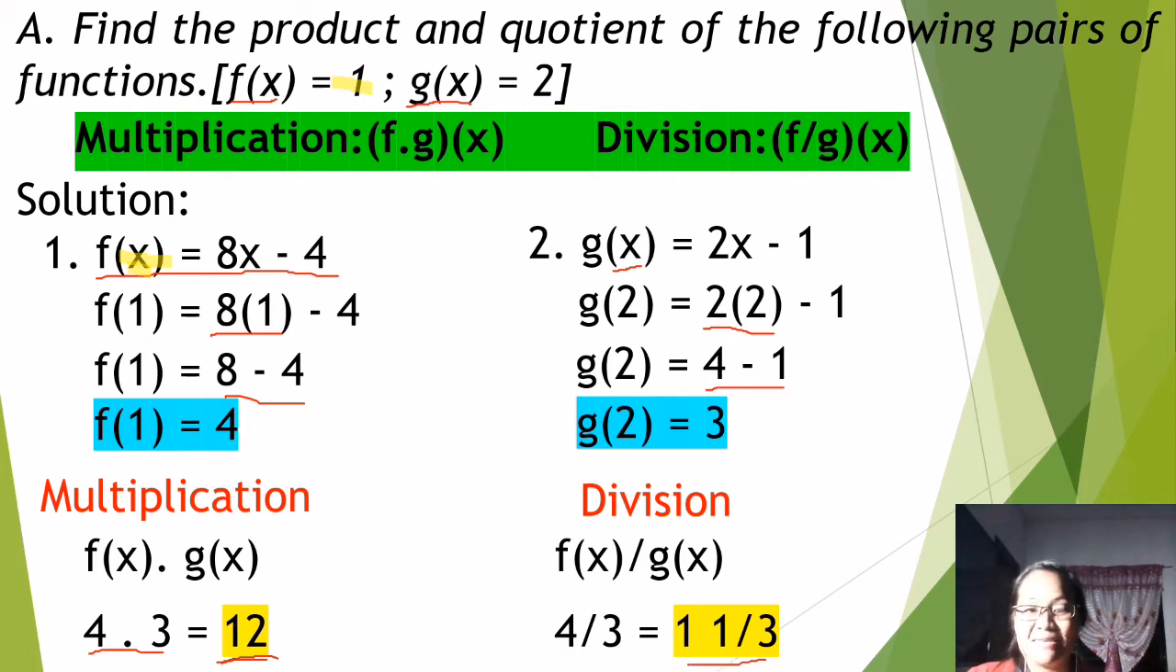Okay, so easy, right? So this is the easiest way to find the product or quotient of the given pair of functions. So I'm going to teach you the other way around. Using the same problem, we're going to use the other solution.